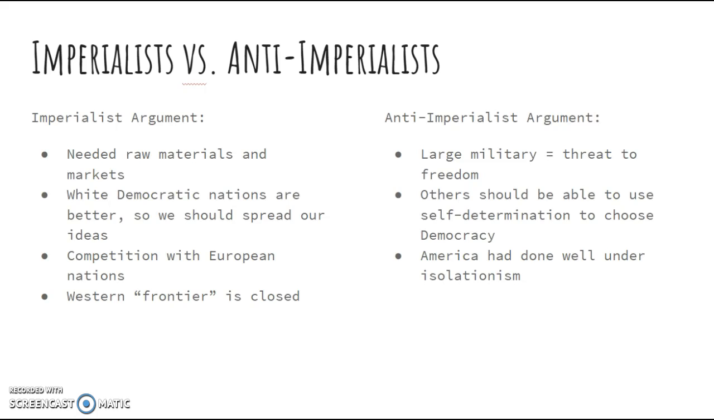Those who favored expansion did so for several reasons. First, imperialists wanted to take advantage of raw materials and new markets that other lands provided. After all, there are only so many Model Ts that you can sell to the American public. Second, they used racial theories based on eugenics and social Darwinism to say that white democratic nations were inherently better, and that they should be responsible for spreading their ideals to others.